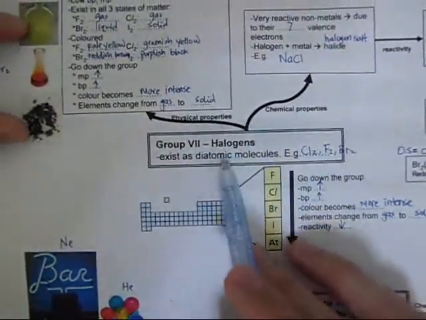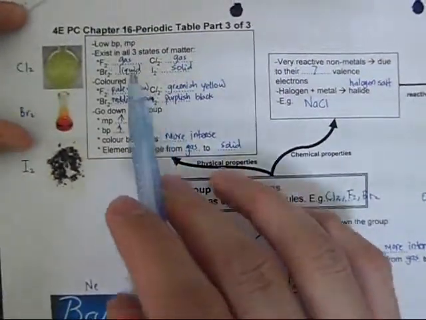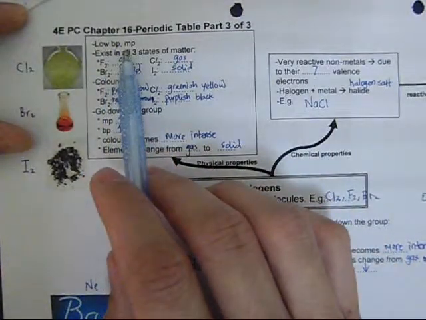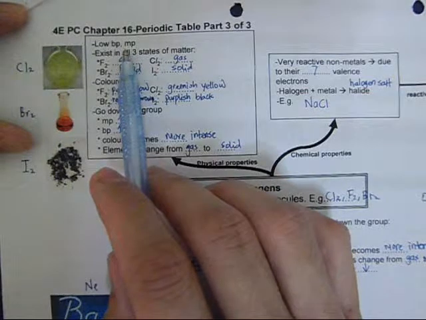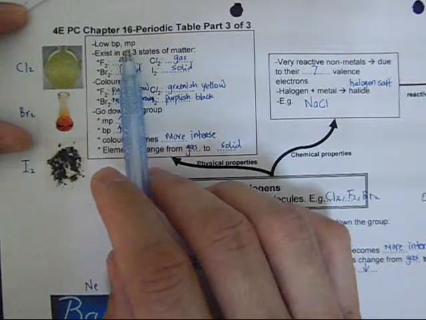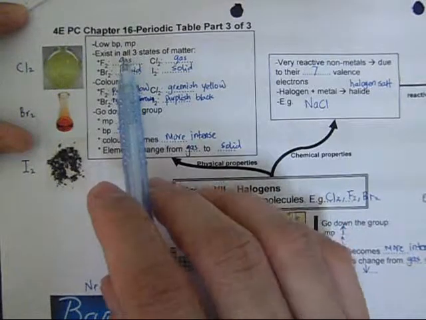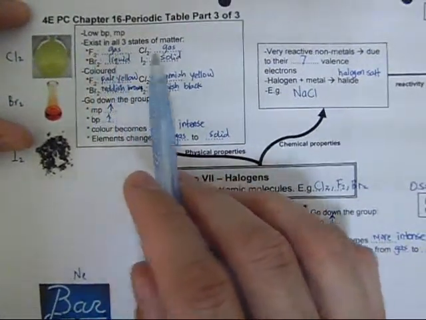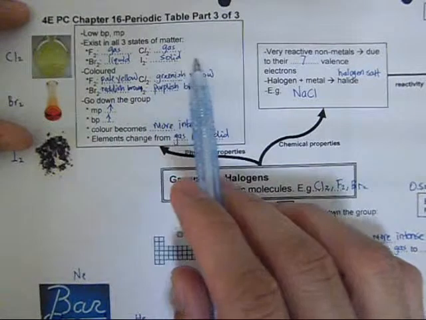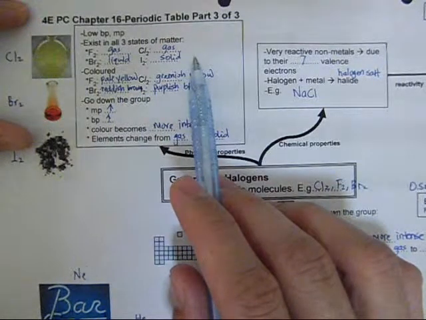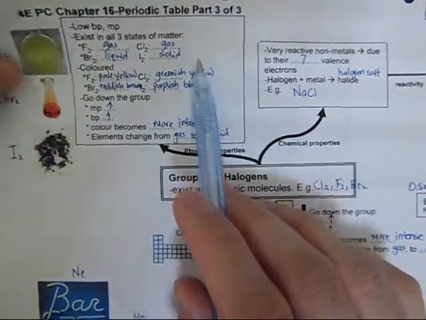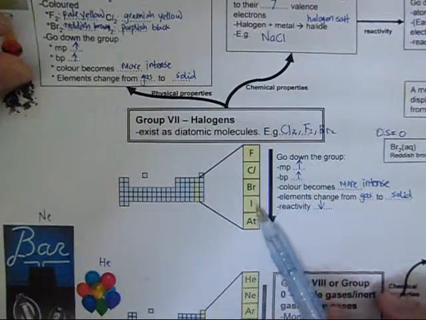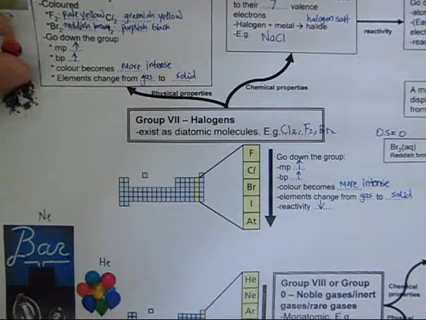Now the physical properties of halogens. There are a lot of things to remember here. The physical properties: low melting and boiling points, meaning they boil or melt very easily. They exist in 3 states of matter. Fluorine is gas, chlorine is gas, bromine is liquid, iodine is solid, and of course astatine, At, is solid. So for the states of matter, it is gas, gas, liquid, solid, solid. You have to remember that.